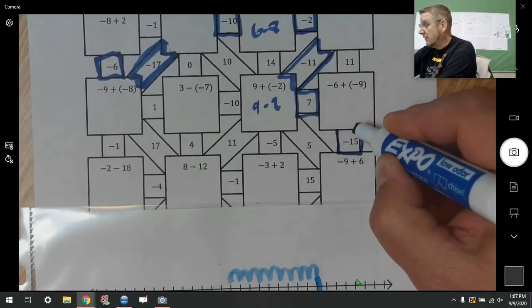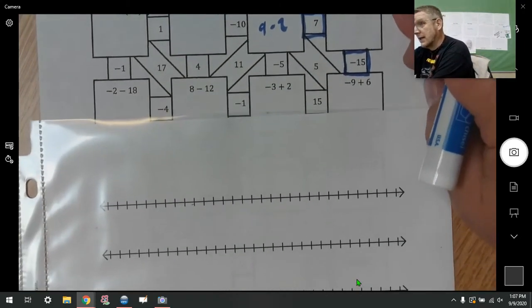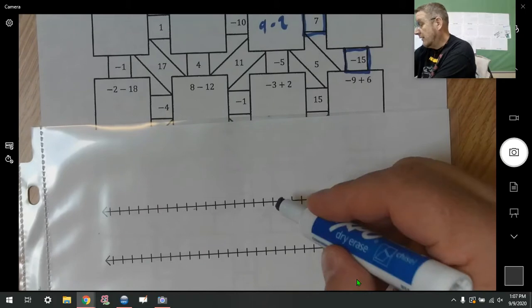So I'm actually going to go here. Now I'm going to start at negative 9, and I'm going to add 6 to negative 9. So I've got negative 9.